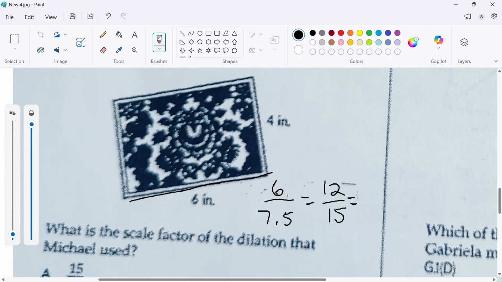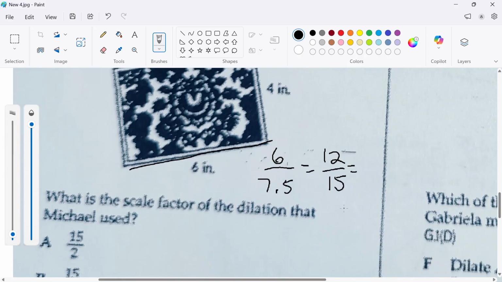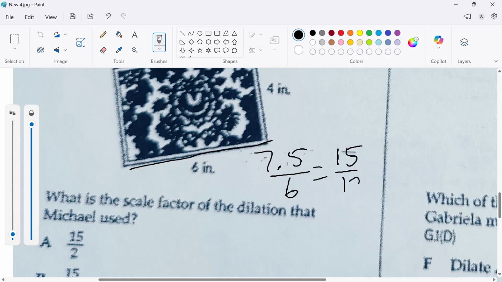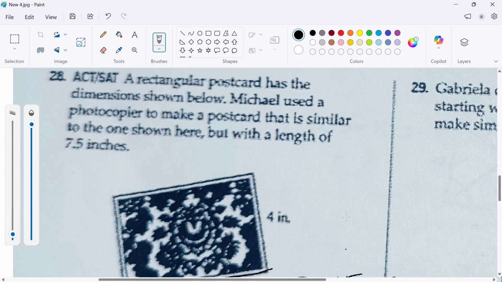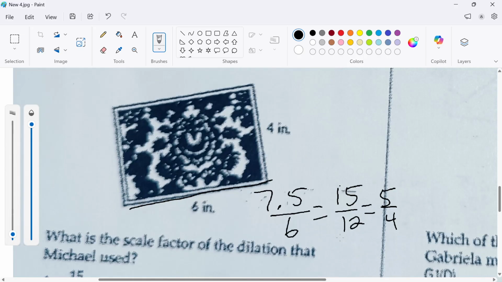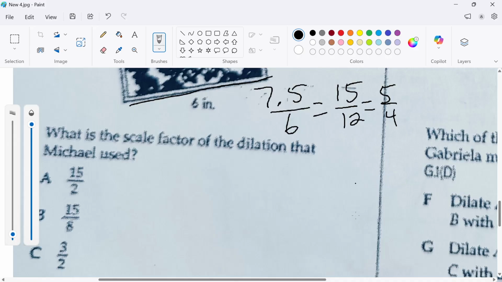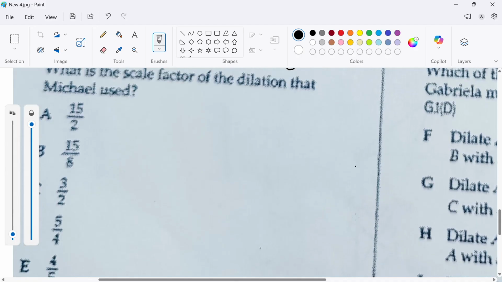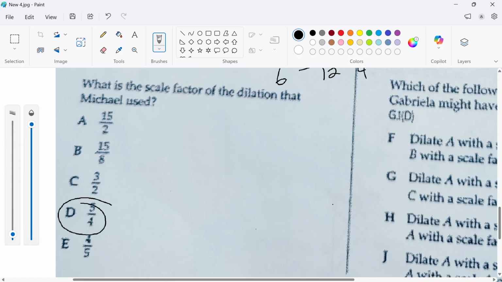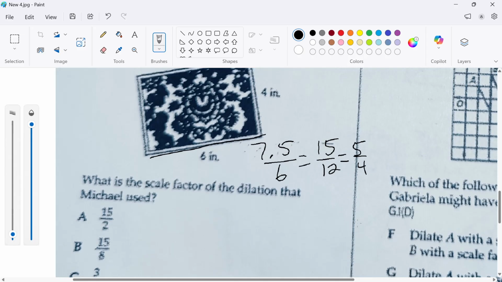Oh boy. Did he make it bigger or smaller? Well, I made it bigger. So I guess I have to do 7.5 over 6. 7.5 over 6 equals 15 over 12 equals 3 goes into 15 5 times, 3 goes into 12 4 times. So it says photocopier. Yeah, so the photocopier had to make it bigger. So it made it 5/4. It multiplied the 6 by 5/4. What was the scale factor of the dilation? 5/4. D.